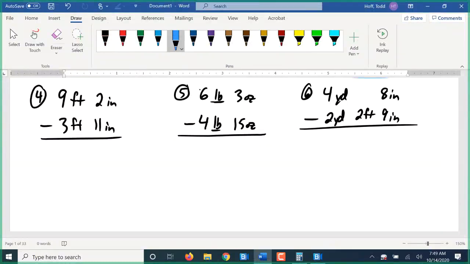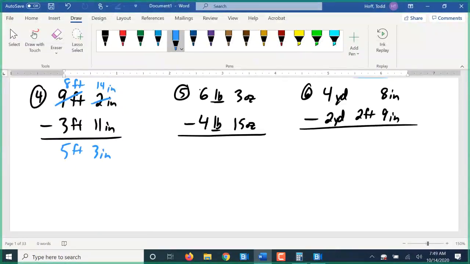So for the first one here, start at the right, work our way back to the left. 2 minus 11 can't be done, so we're going to borrow from the 9. That becomes 8 feet. And that's 12 inches added to the 2, so that's 14 inches. 14 minus 11 is 3 inches. 8 minus 3 is 5 feet.